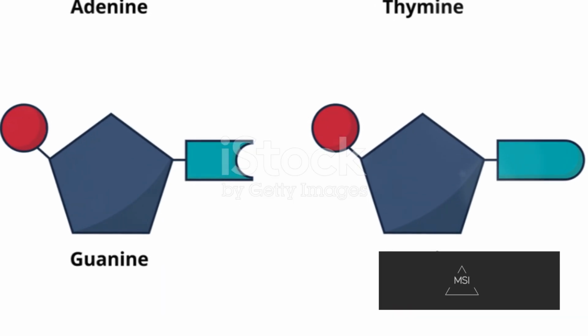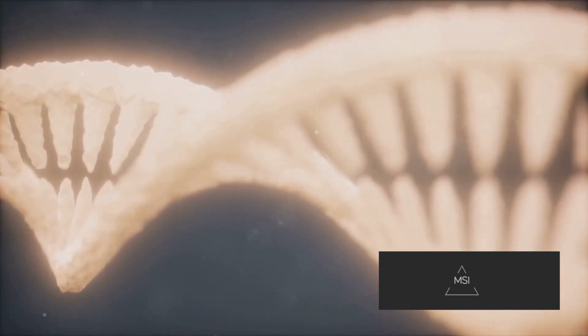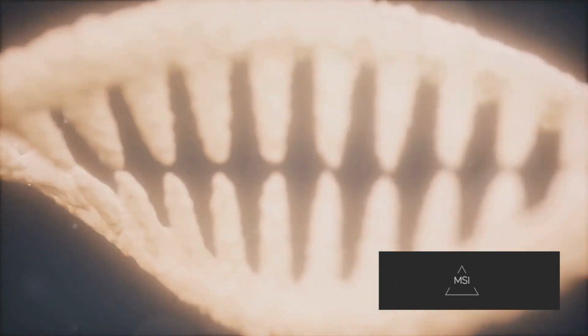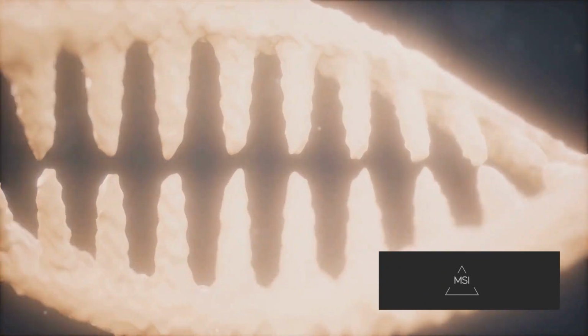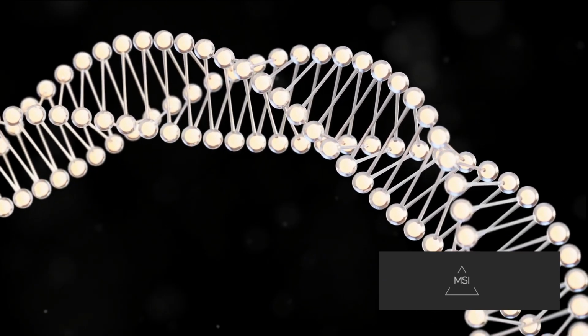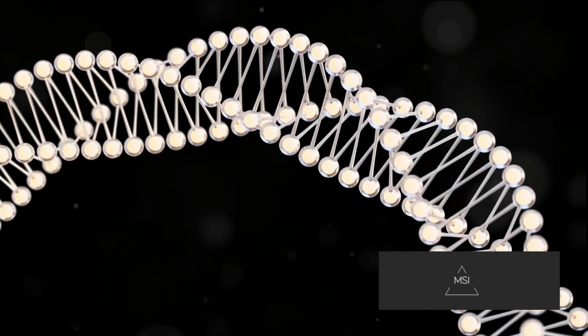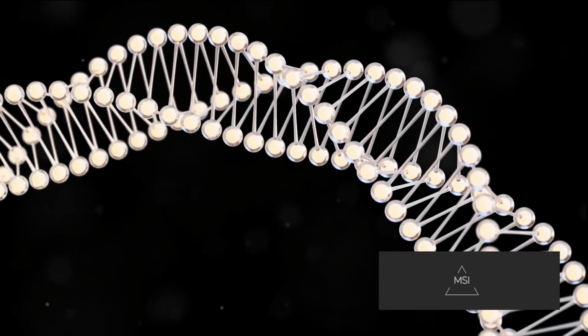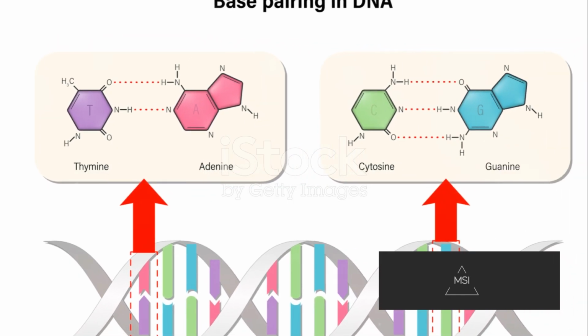A nucleotide is a small but mighty player, the building block of DNA. It's made up of a sugar molecule, a phosphate group, and a nitrogenous base. There are 4 types of these bases in DNA: adenine, guanine, cytosine, and thymine, or A, G, C, and T for short. But these bases aren't loners.